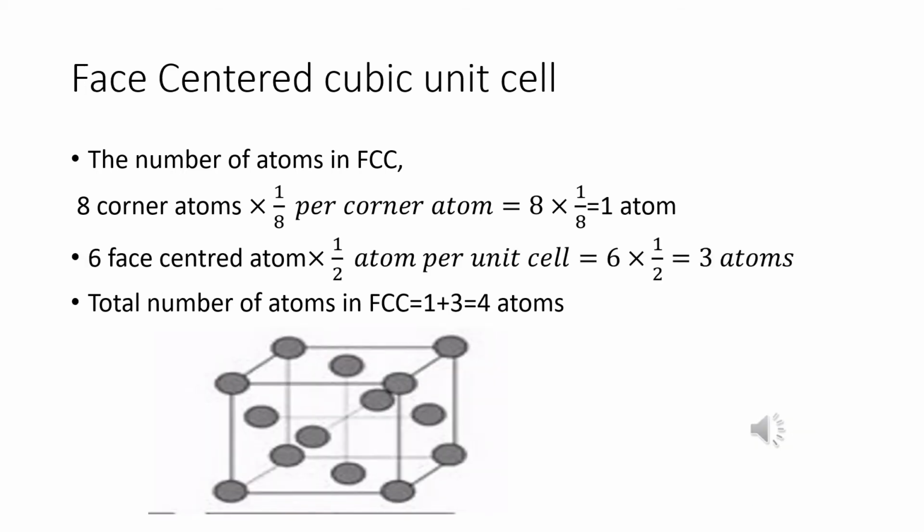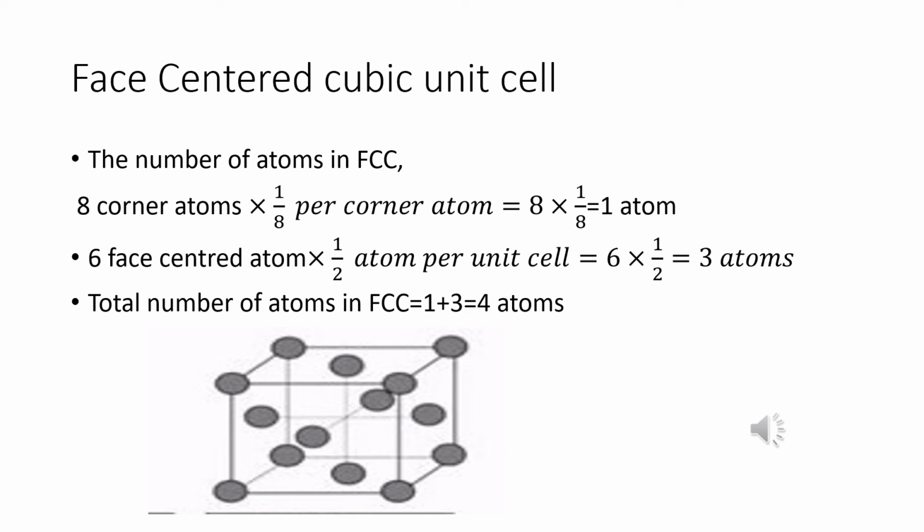We see the face-centered cubic unit cell. The face-centered cubic unit cell contains points at the corners, that is, atoms occupying the corners, and one point at the center of each of the 6 faces. Each atom located at a face center is shared between 2 adjacent unit cells, and only half of each atom belongs to a unit cell.